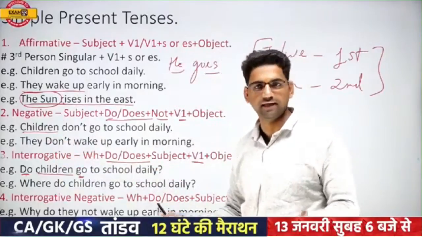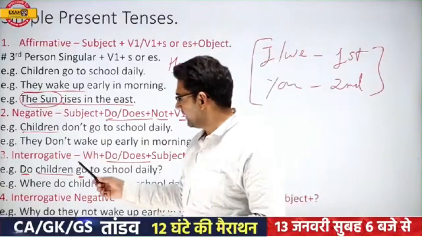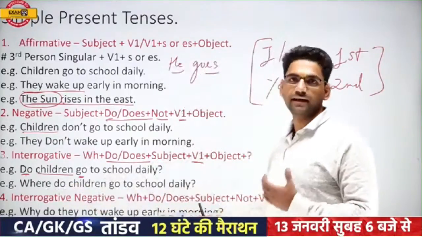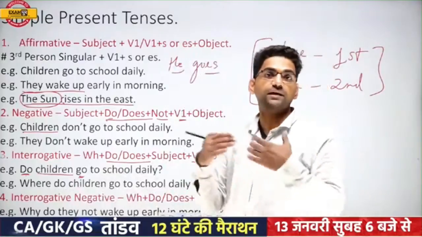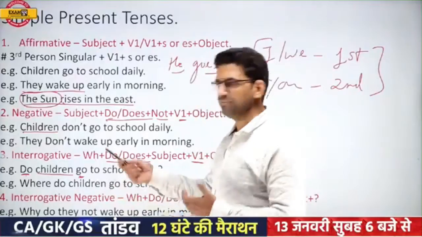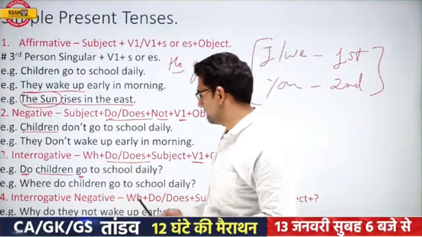वो रोज नहीं जाते हैं, ठीक है। Then you can also ask a question like this, where do children go to school daily? बच्चे रोज कहां जाते हैं स्कूल? ठीक है, so you can name the place wherever the school is.